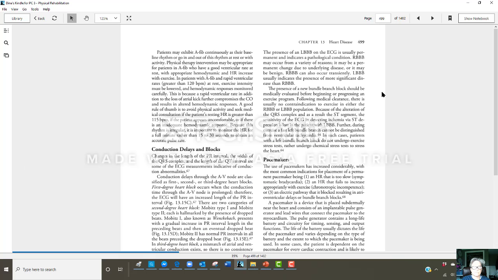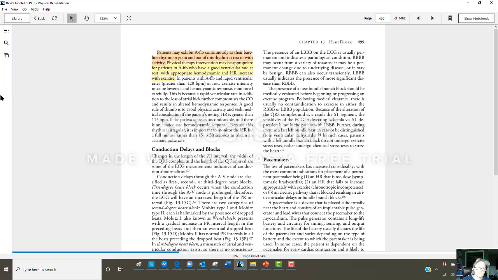Patients may exhibit AFib continuously as their baseline rhythm or go in and out of this rhythm at rest or with activity. Physical therapy intervention may be appropriate for patients in AFib who have a good ventricular rate at rest, with appropriate hemodynamic and HR increase with exercise.